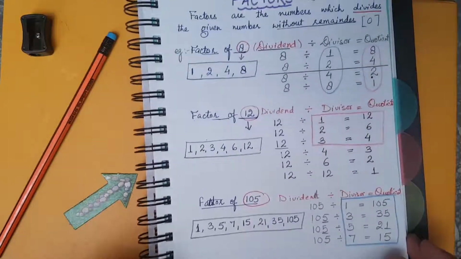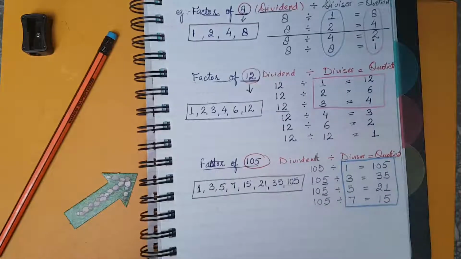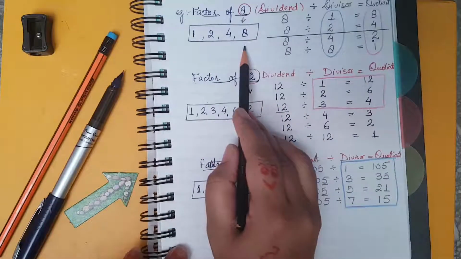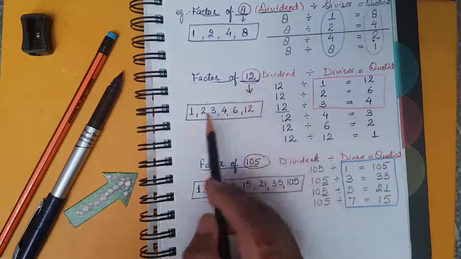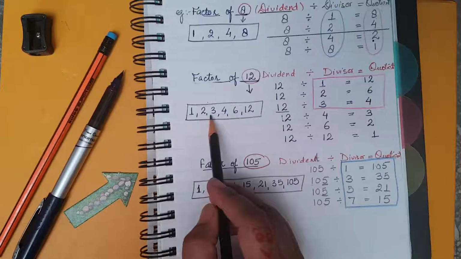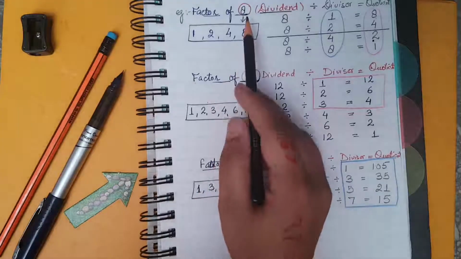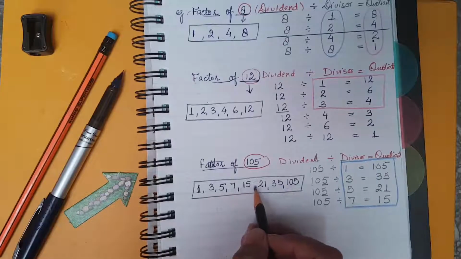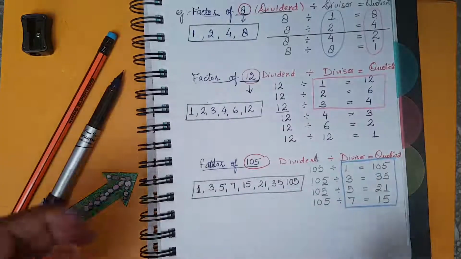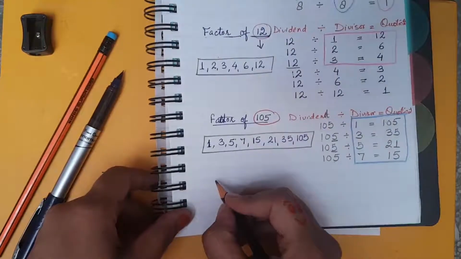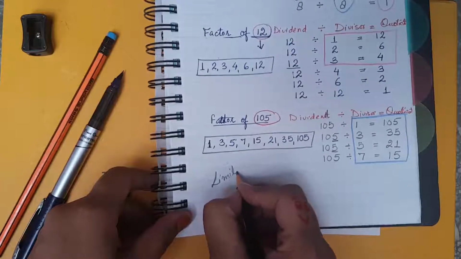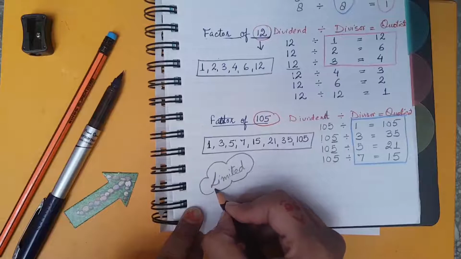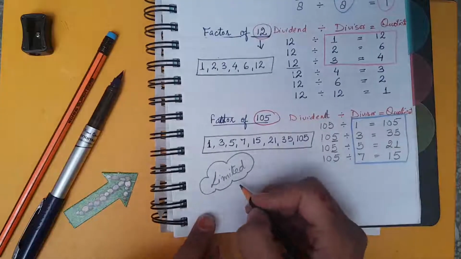If you observe, factors are limited in number. 12 has only 6 factors. In 8 you can see there are only 4 factors. In 105 you can see 8 factors are there. So all factors are limited in number. They are not unlimited, they are limited.